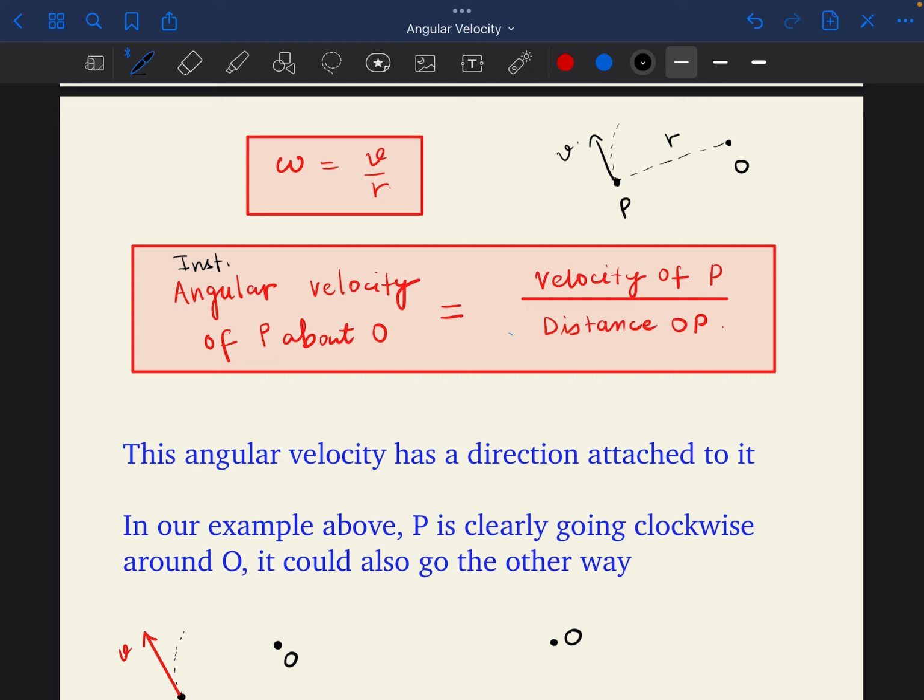And the velocity of P, which is in the numerator, can also be either changing or constant. So it can be uniform circular motion, or it can be non-uniform circular motion where the linear speed is changing. If the linear speed is changing in the numerator, then the angular velocity will change. So this is instantaneous angular velocity. This thing that I've put in the box over here is instantaneous angular velocity.